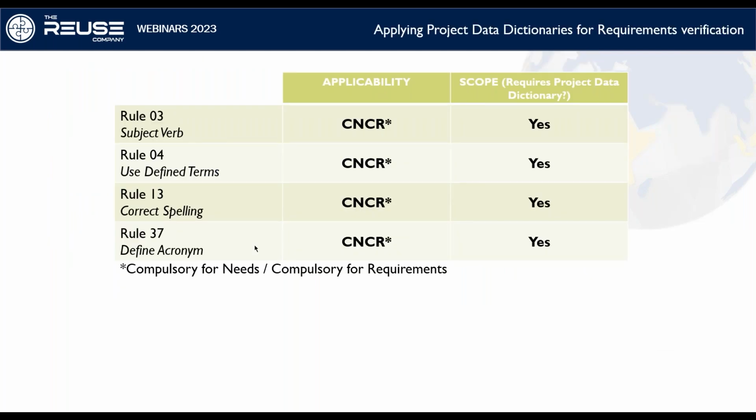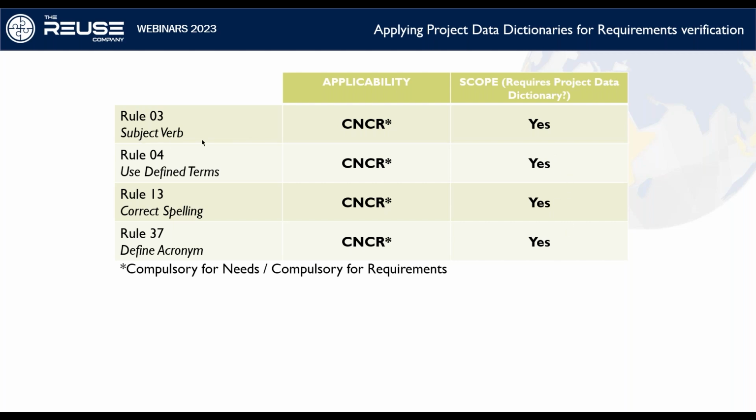So an example of the requirements verification and the use of project data dictionaries. In the new version of the INCOSE Guide to Writing Requirements, we have Appendix D, which is the rule applicability matrix. I'll also explain later what dimensions we have in this matrix. Each rule is assigned an applicability level and if the scope requires a project data dictionary or not. So here in this example, all the rules require a project data dictionary.